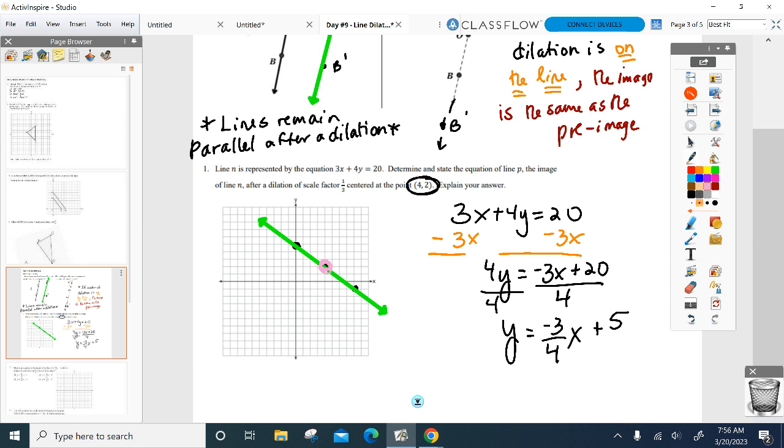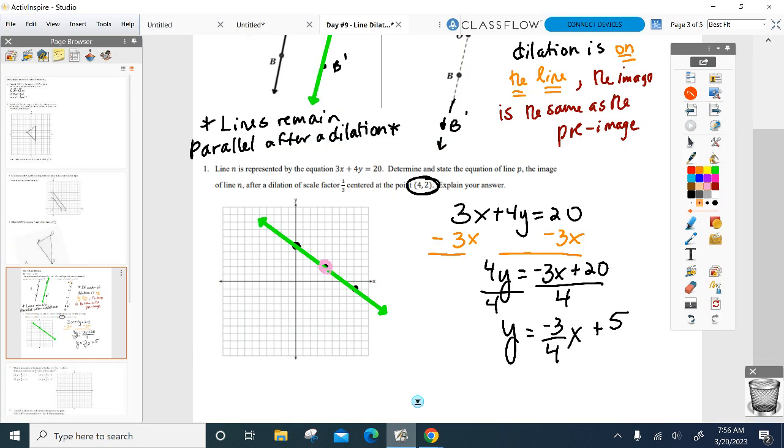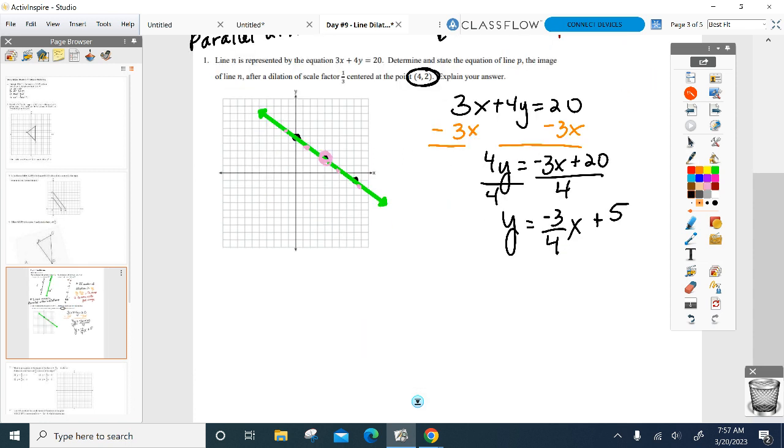And what did we just say? If the center of dilation is already on the line, what do we know about the new line then? Guys, I don't care if the scale factor is 1/3, 2, or 200. The line's going to remain the same if your center of dilation's on the line. Because all these points are going to get closer, sure, but they're still going to form the same line. So my new line, the image line N, is going to be the same equation.